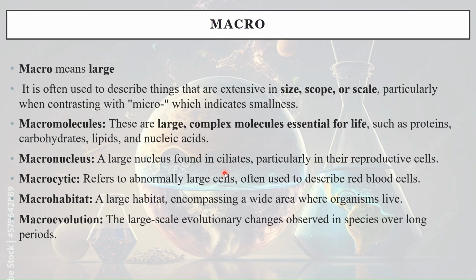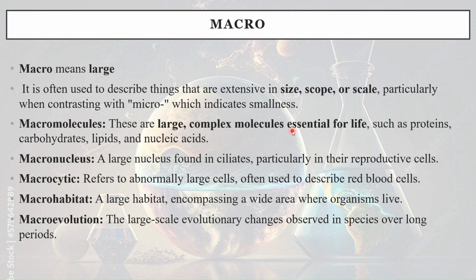The second word, macro. Any scientific word that carries macro means large. When you say large, it goes with size, scope, or scale. But particularly in biology, we are talking about macromolecules, which are big or complex molecules essential for life, such as protein, carbohydrate, lipid, and nucleic acid. Sugar is a macromolecule of carbohydrates, chicken is a macromolecule of protein, right?